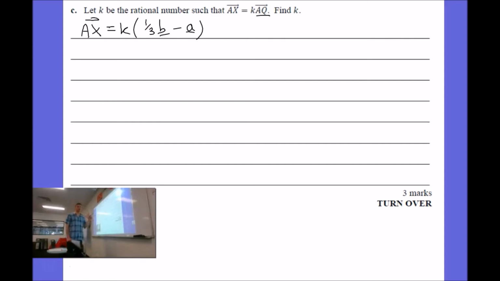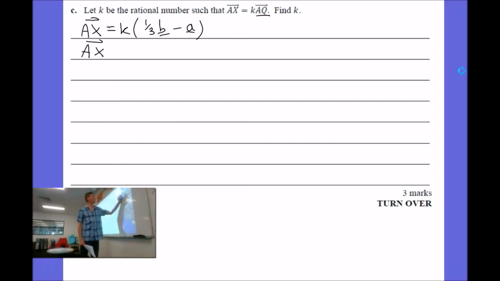But what's another way we could form A to X? Well, if we've got some unknown relationship, we want to be able to compare this right-hand side form of the vector to a different form of the vector, and we can equate the coefficients of the vectors to work out what should be the size of the parameter k. So let's look at another way in which we can construct this vector A to X.